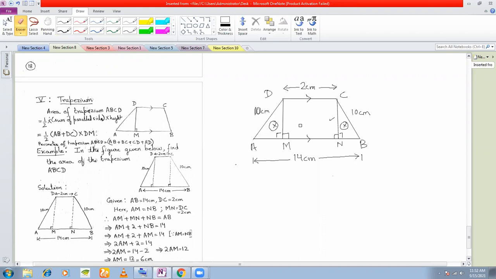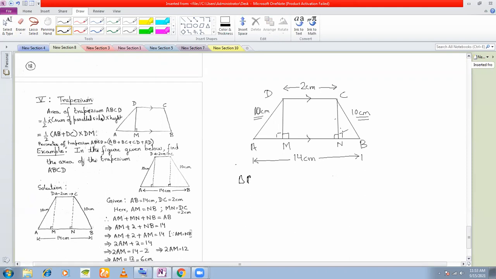No, not side angle side. RHS. Right angle, hypotenuse, side. If you see, the hypotenuse are both equal to 10 centimeters. This one side is equal, and one right angle are equal. So RHS. These two triangles are congruent by RHS, right? So if these two triangles are congruent by RHS, therefore what can we say?